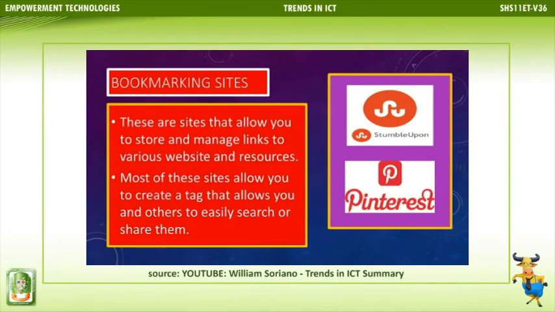The bookmarking sites. These are sites that allow you to store and manage links to various websites and resources. Most of these sites allow you to create a tag that allows you and others to easily search or share them. Examples, StumbleUpon and Pinterest.